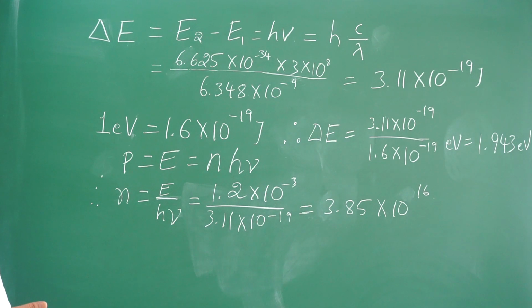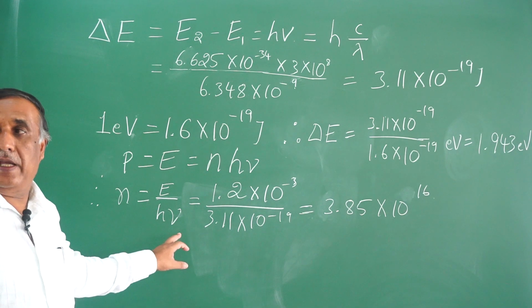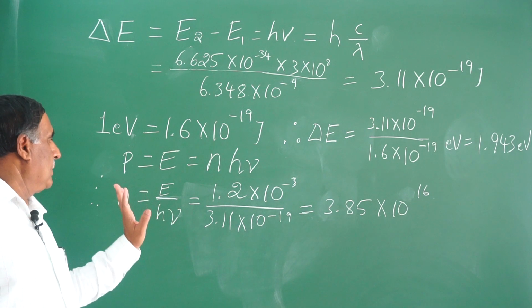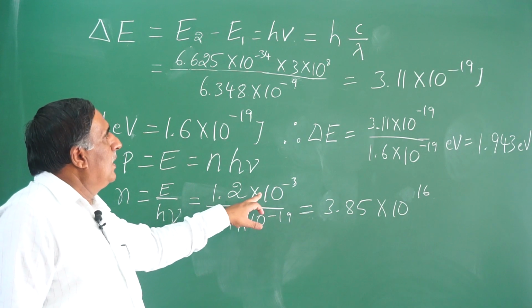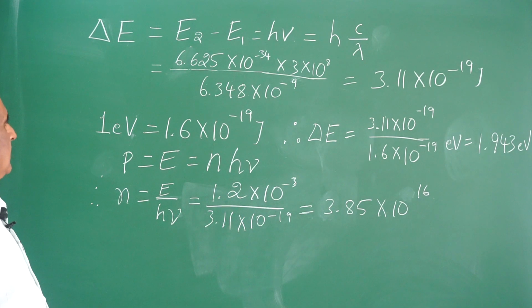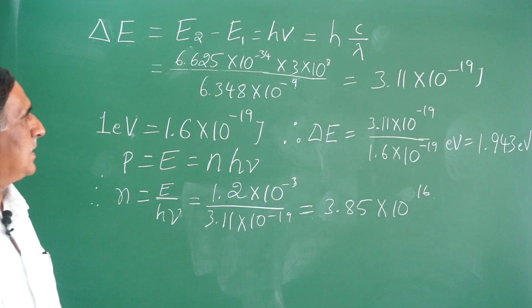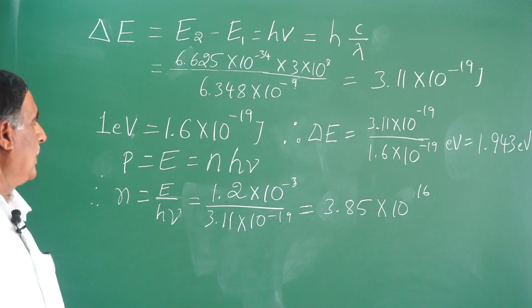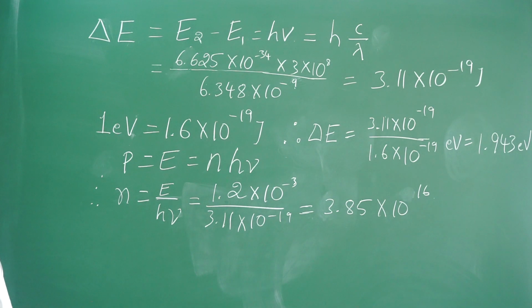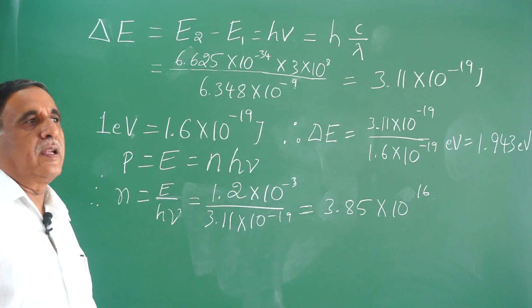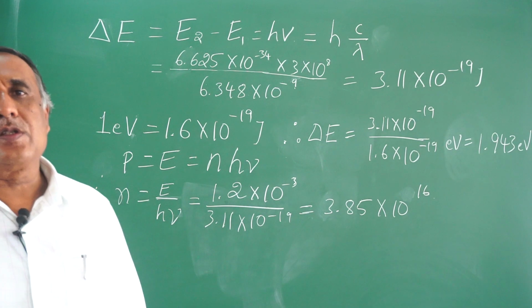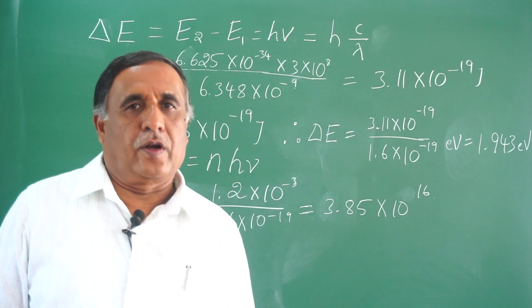So, if you rewrite the previous equation, n is equal to E by h nu. Here the value of E is 1.2 × 10^-3 joules. So, 1.2 × 10^-3 divided by 3.11 × 10^-19. That value is found to be 3.85 × 10^16. This is a number, with no unit.